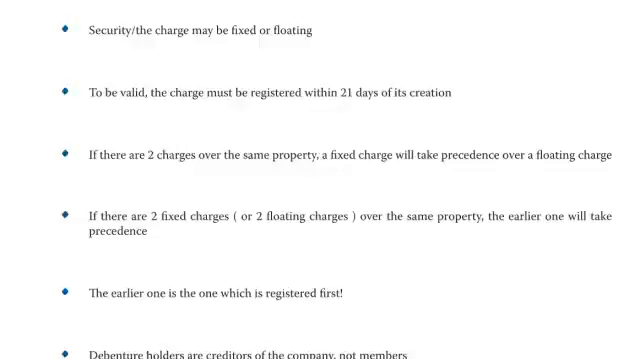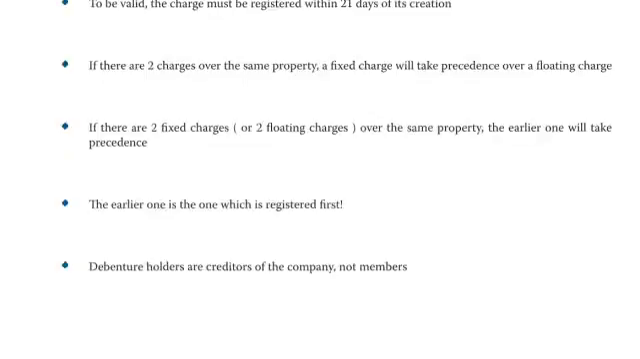If there are two charges over the same property, say a fixed charge and a floating charge, the fixed charge will always take precedence, no matter the fact that it was created maybe 2 or 3 years after the floating charge was granted. If there are two charges which are similar, so two fixed charges or even two floating charges over the same property, then the earlier one will take precedence, and the earlier one is the one which was registered first with the Registrar of Companies. It may in fact not be the earlier one.